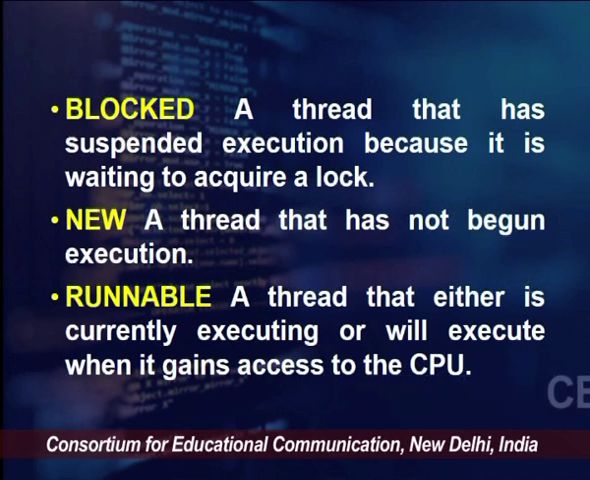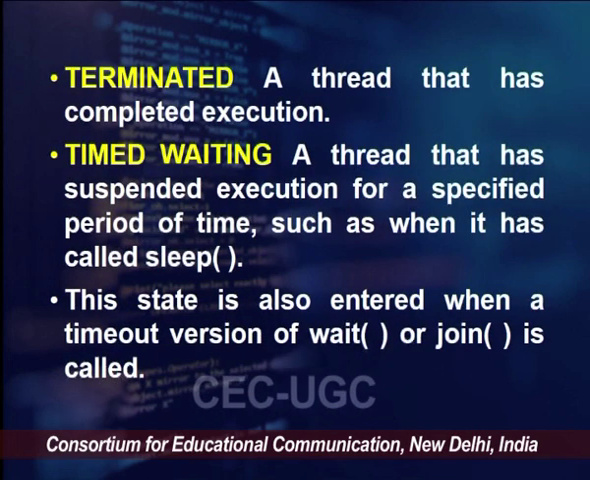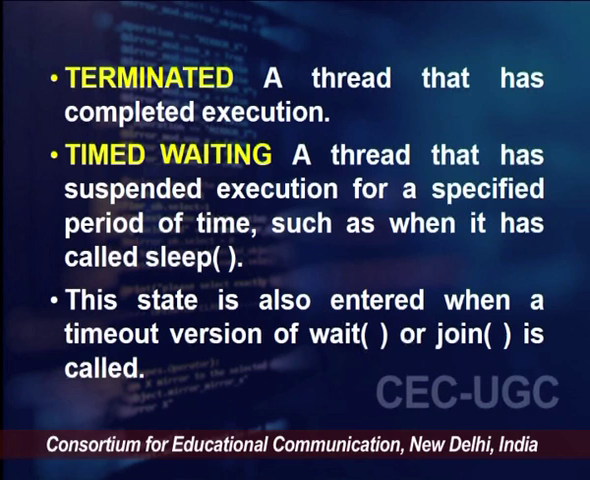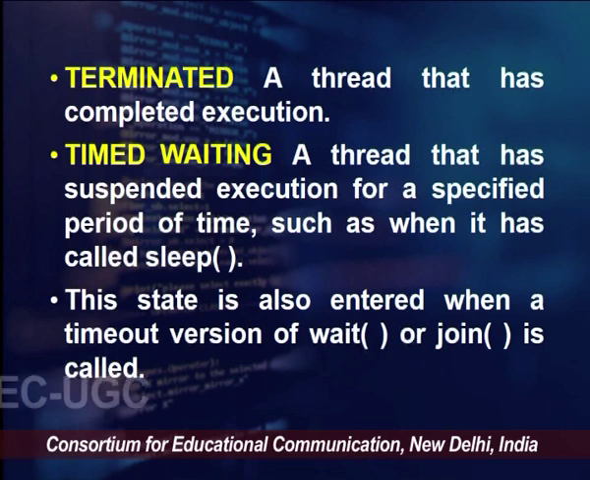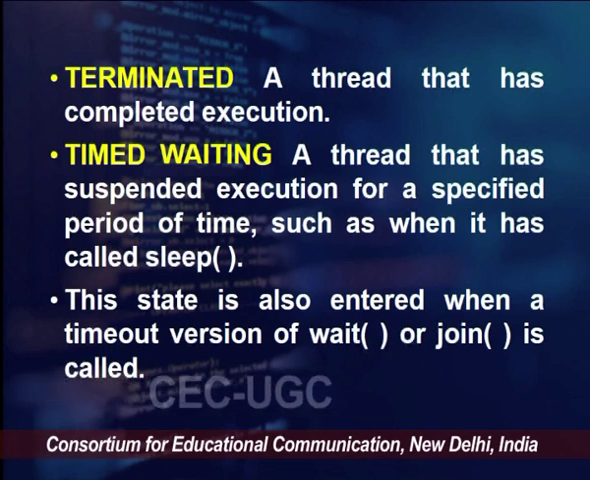Then we have the RUNNABLE state, which is for a thread that is either currently executing or will execute when it gains access to the CPU. So either it is currently executing or it is ready to execute. The moment it receives access to the CPU, it will start running. Then we have another constant, or another state, named TERMINATED. This is for a thread that has completed execution.